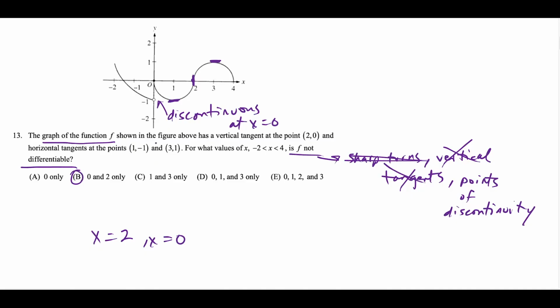The trap in this question was the fact that they told us that we have horizontal tangents at x equals 1 and x equals 3, but this just means that the derivative or the slope is 0. So if I had to make a statement here, I could say that f prime of 1 is equal to 0, and also f prime of 3 is equal to 0. Horizontal tangent means 0 slope, but vertical tangent means no slope.